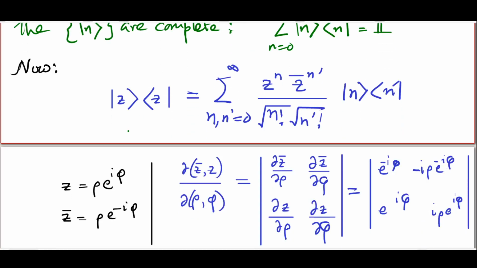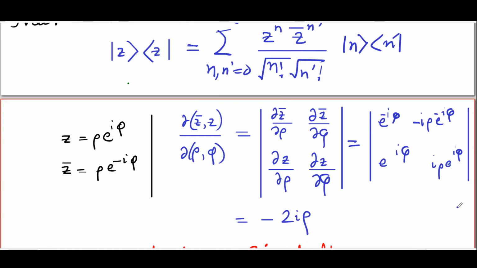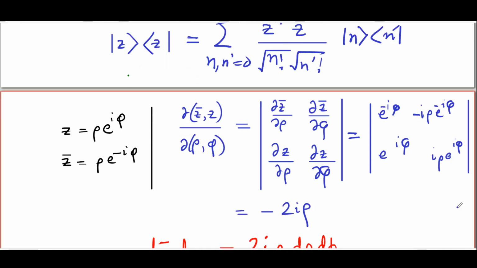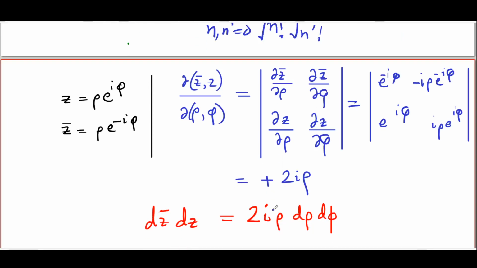For that, all you need to do is calculate the Jacobian of this transformation, del z bar z by del rho phi, which is just the determinant of the matrix formed by taking the derivatives of z bar and z respectively with respect to rho and phi. The calculation works out pretty simply, and you can easily figure out that this Jacobian is twice i rho. And therefore dz bar dz is twice i rho d rho d phi.